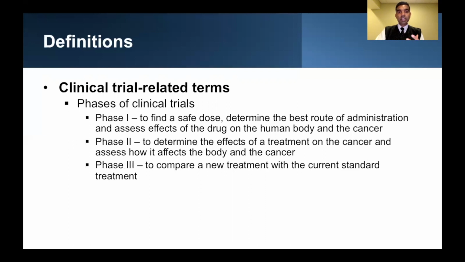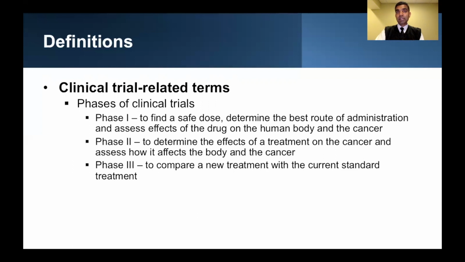Phase 2 studies, which are somewhat larger, and they're used to determine clinical activity, so determine the effects of a treatment on a cancer and assess how it will affect the body and the cancer. And then phase 3 studies, which are large randomized studies to compare a new treatment with the currently existing standard.